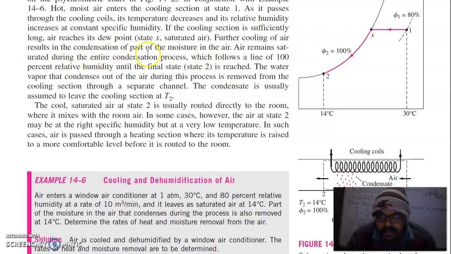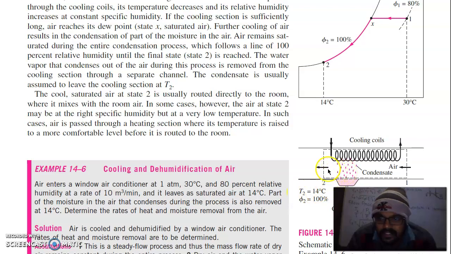Further cooling of air results in condensation of part of the moisture in the air. Air remains saturated during the entire condensation process, which follows a line of 100% relative humidity until the final state 2 is reached. The water vapor that condenses out of the air during this process is removed from the cooling section through a separate channel. The condensate is usually assumed to leave the cooling section at T2. So after the condensation, the air will have a temperature of 14 degrees Celsius and relative humidity 100%.